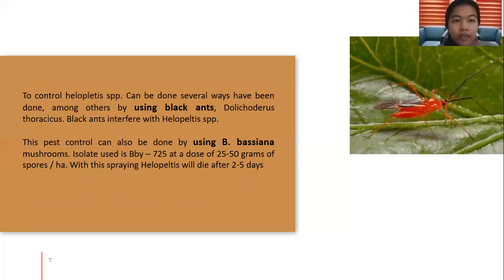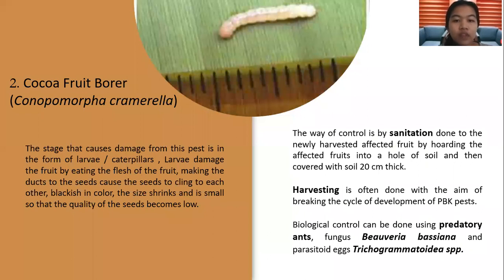So Helopeltis spp. can be controlled in several ways, among others by using black ants, Dolichoderus thoracicus. Black ants interfere with Helopeltis sp. This pest control can also be done by using Beauveria bassiana fungus, isolate BBY 725, at a dose of 25 to 50 grams of spores per hectare. With this spraying, Helopeltis will die after 2 to 5 days.